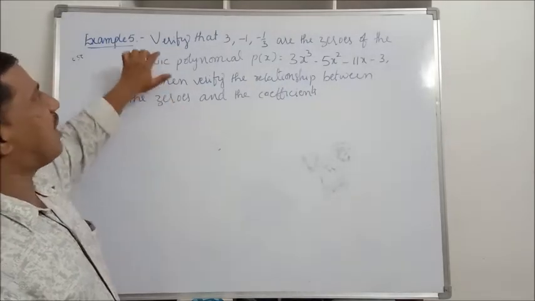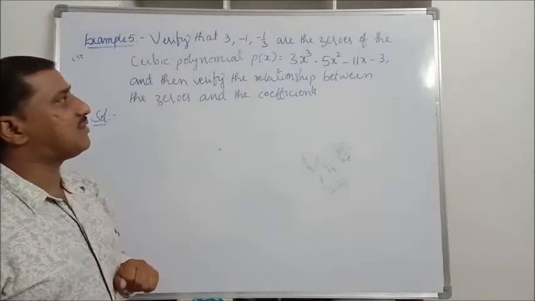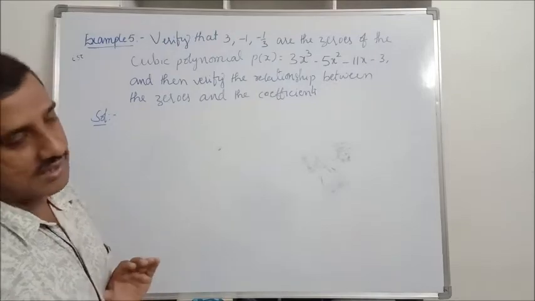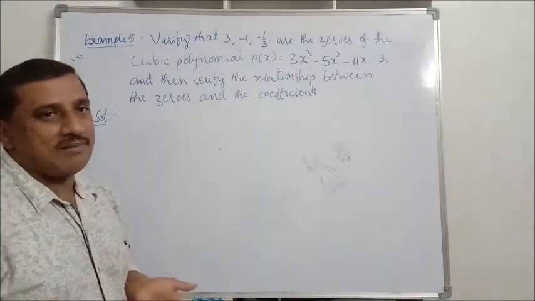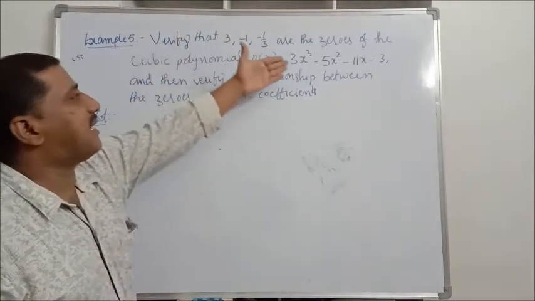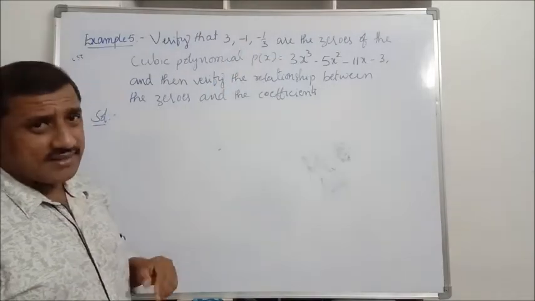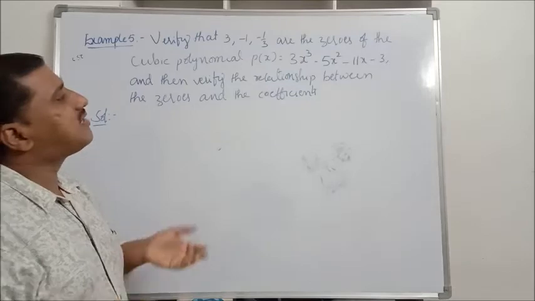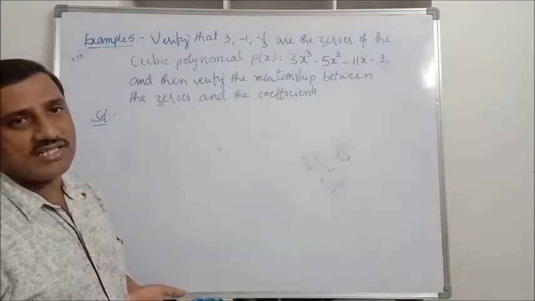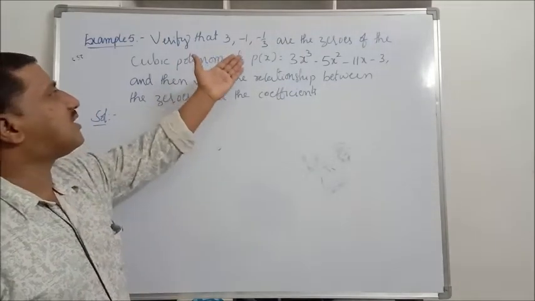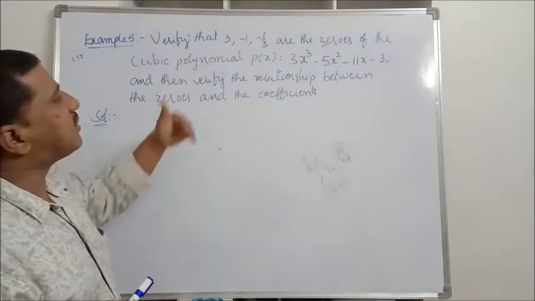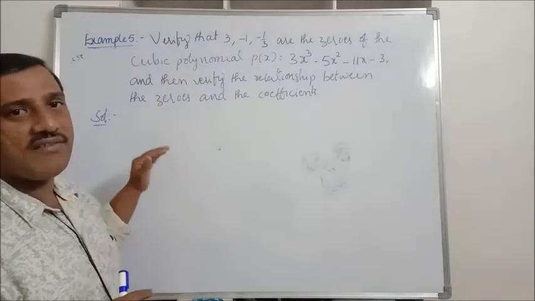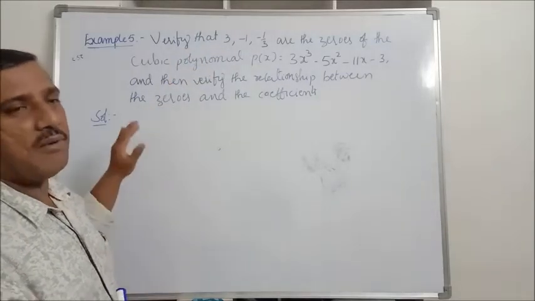The first part: we have to verify whether the given values of x are zeros or not. Here we use the trial and error method, that is, by substituting x as 3, x as minus 1, x as minus 1 by 3, and on simplification if we get its value as 0, then 3, minus 1 and minus 1 by 3 are the zeros of the given polynomial. Otherwise they are not the zeros of the given polynomial.